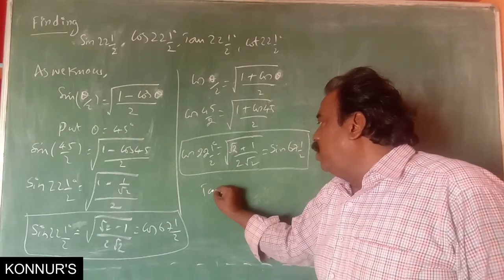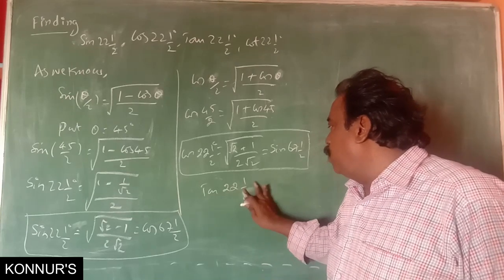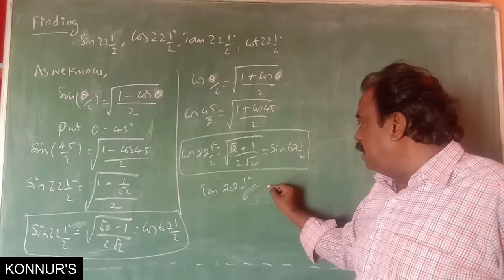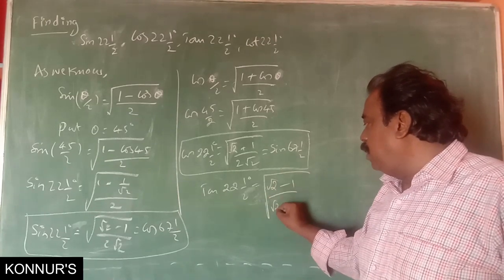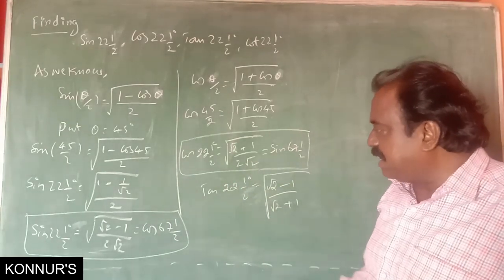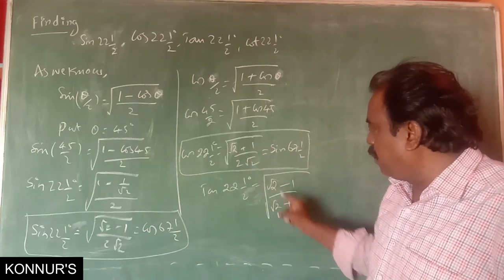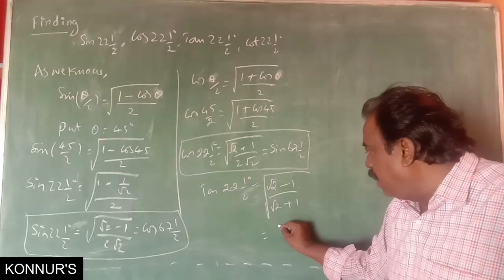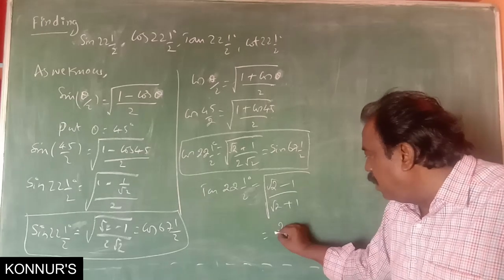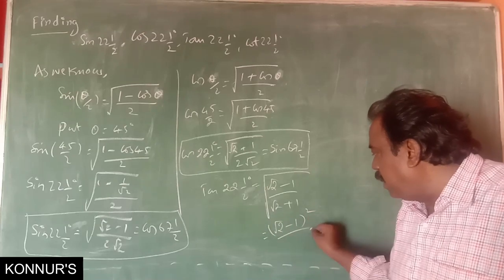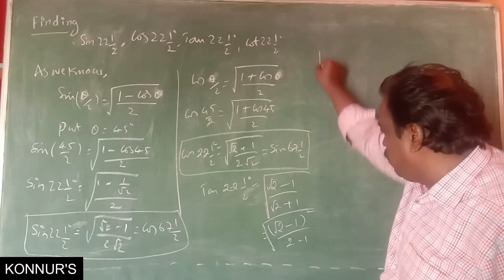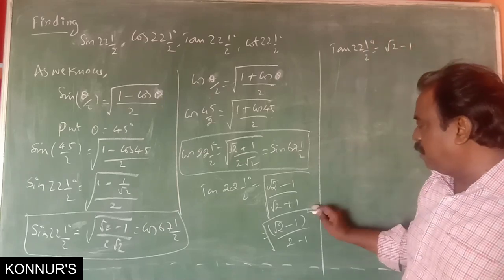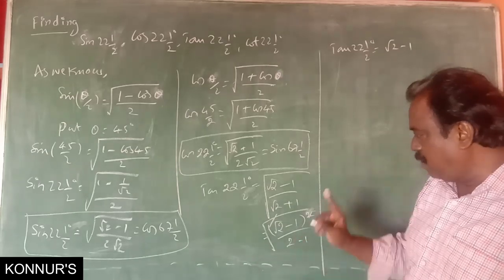Again, you see, we need tan 22 and a half degrees. Tan 22 and a half degrees is nothing but sine by cos, sine 22 and a half degrees by cos 22 and a half degrees. We get the root of root 2 minus 1 by root 2 plus 1, because 2 root 2 gets cancelled. By multiplying the numerator and denominator with its rationalizing factor, we get root 2 minus 1 square by 2 minus 1. Tan 22 and a half degrees is equal to, simply, root 2 minus 1. This square and root cancels, 2 minus 1 is 1.